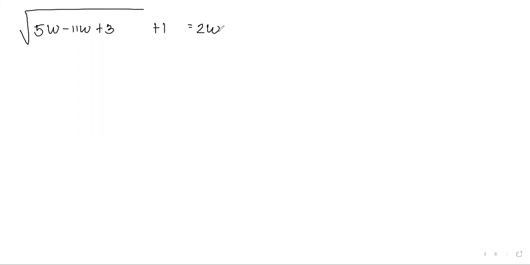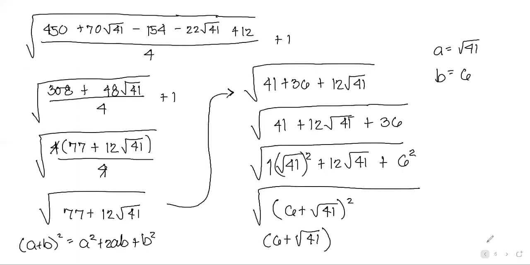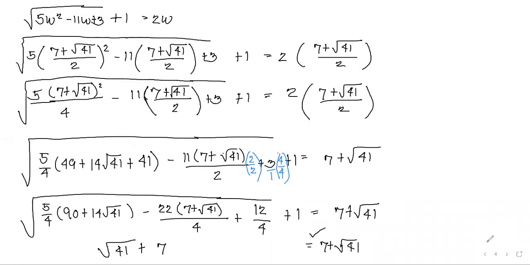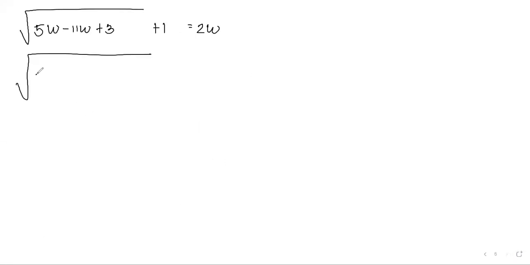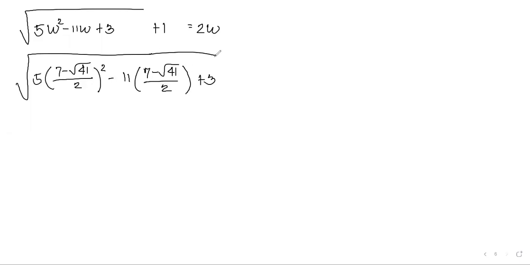Okay? So, pag minus naman siya, ulit nakuha natin. 7 plus square root of 41 over 2. Minus naman pala. So, 5 times 7 minus square root of 41 over 2, squared. Minus 11 multiplied by this, 7 minus the square root of 41 over 2, plus 3, plus 1 equals to w.